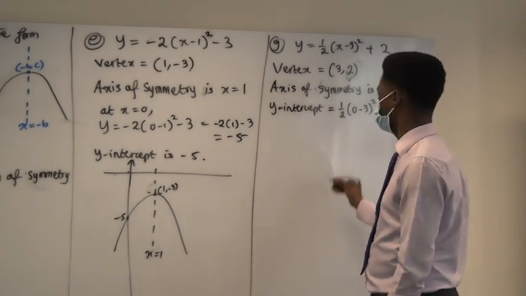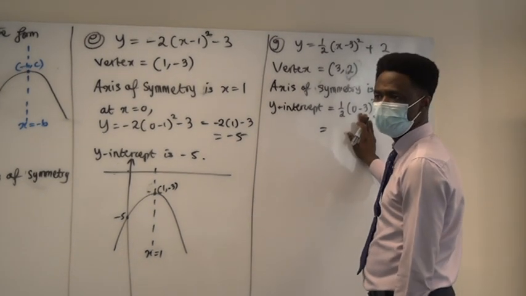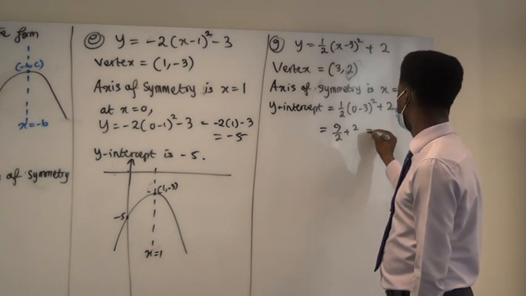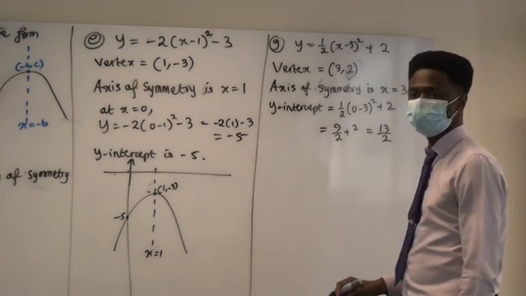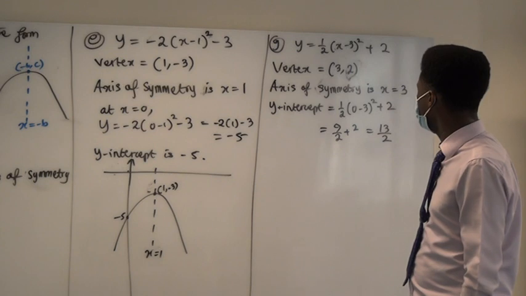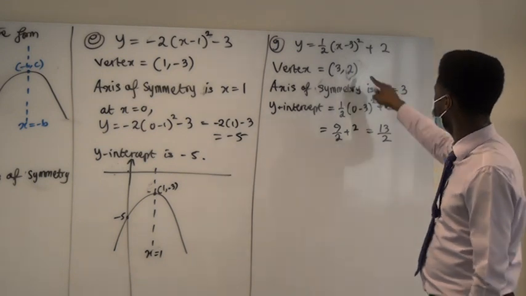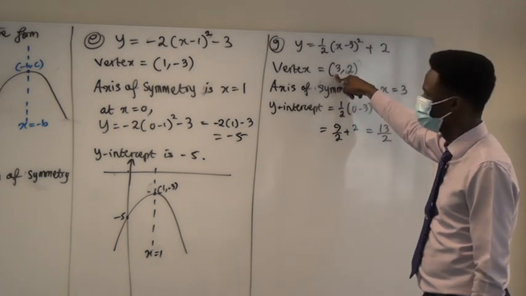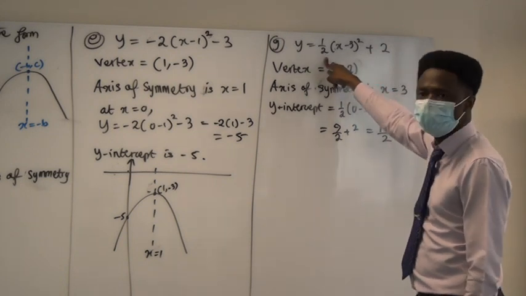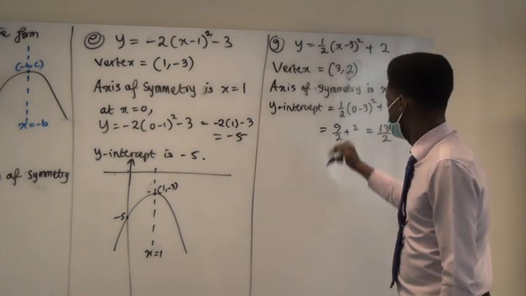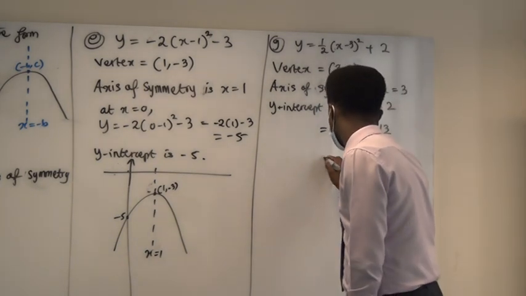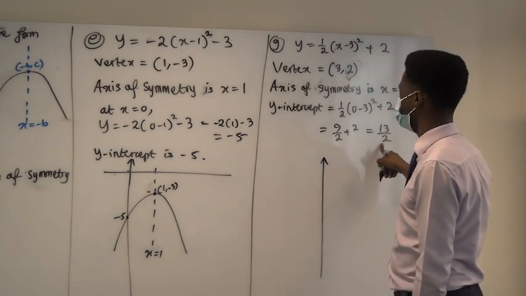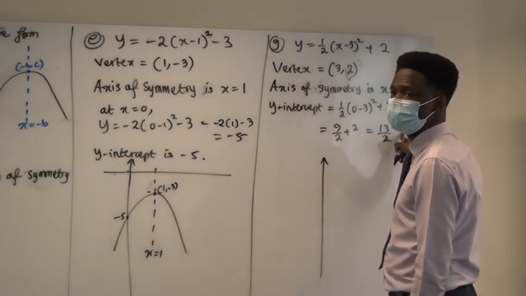So this is going to be 9 over 2, plus 2, which is 13 over 2, which is 6.5. So we have our y-intercept to be 13 over 2. It turns here, it's a minimum form of graph. So let's begin with our y-axis. It crosses at 13 over 2, which is 6.5.